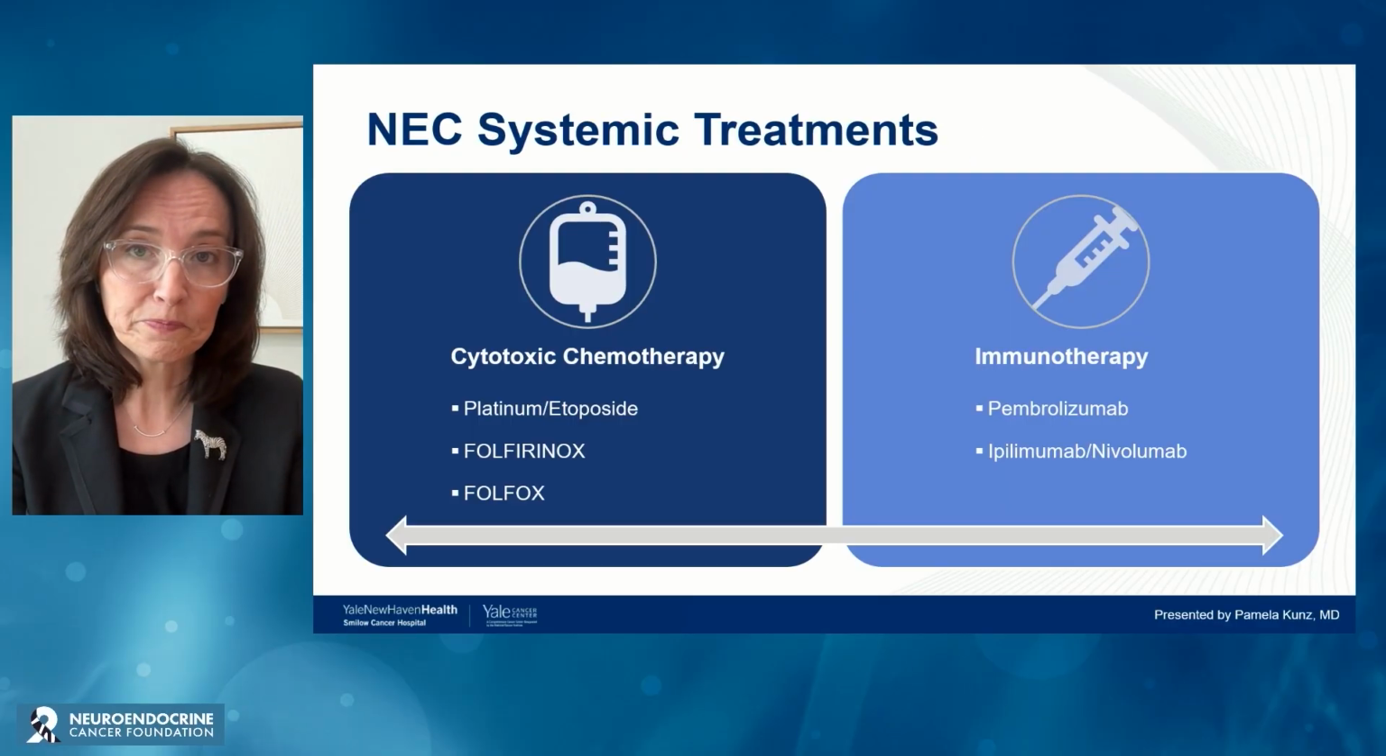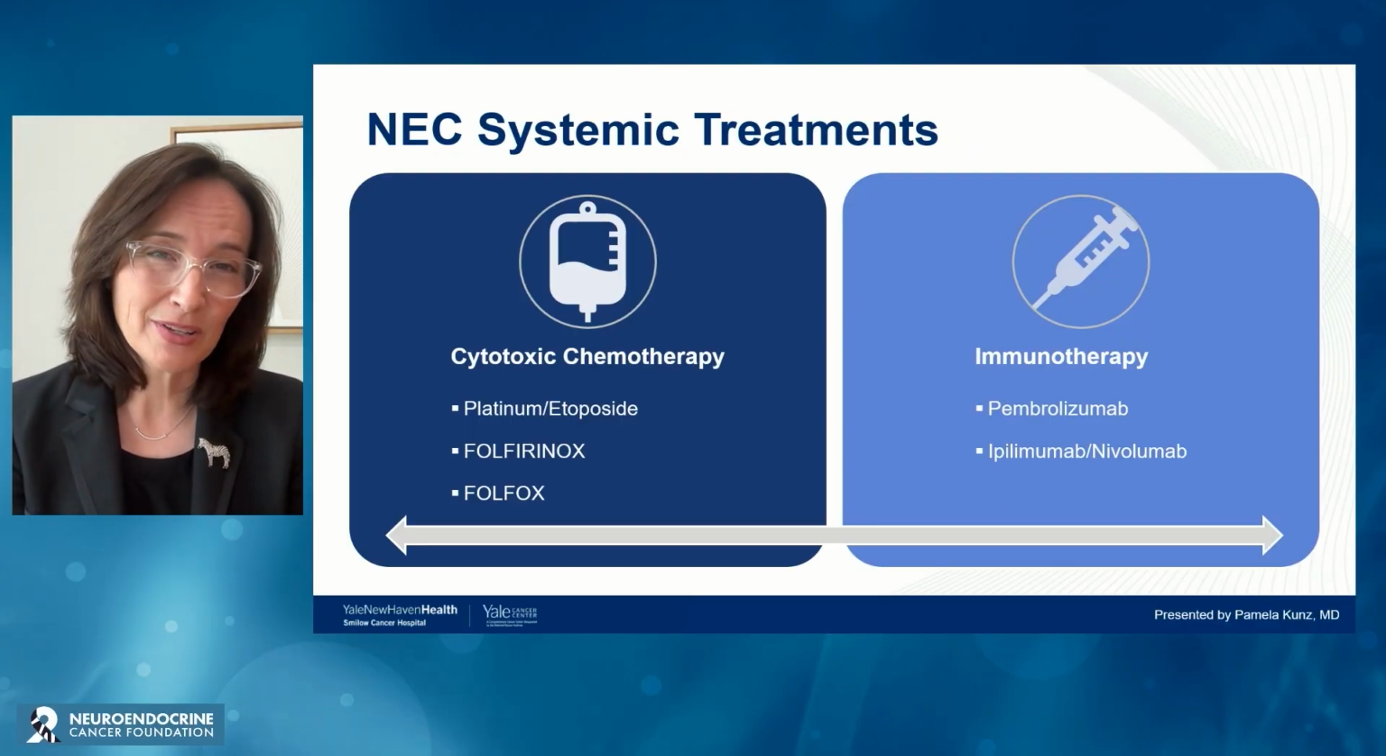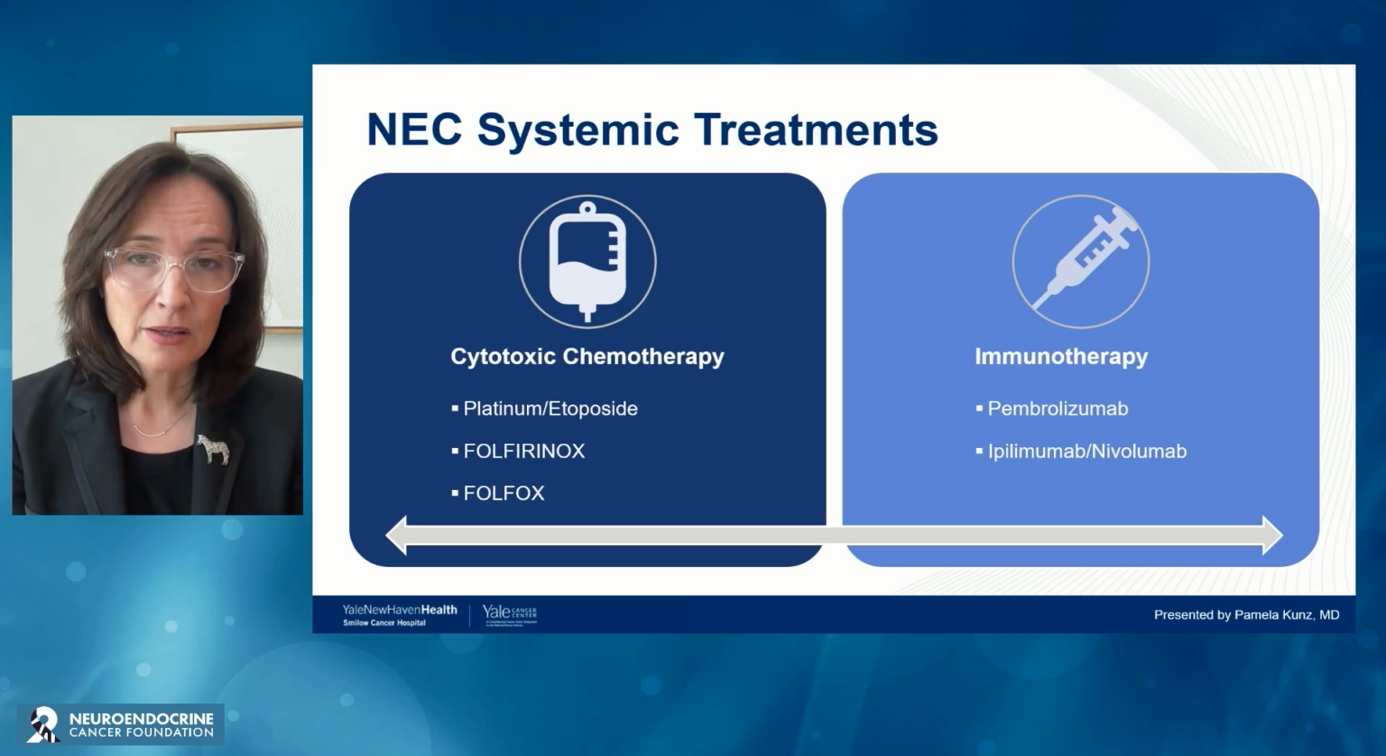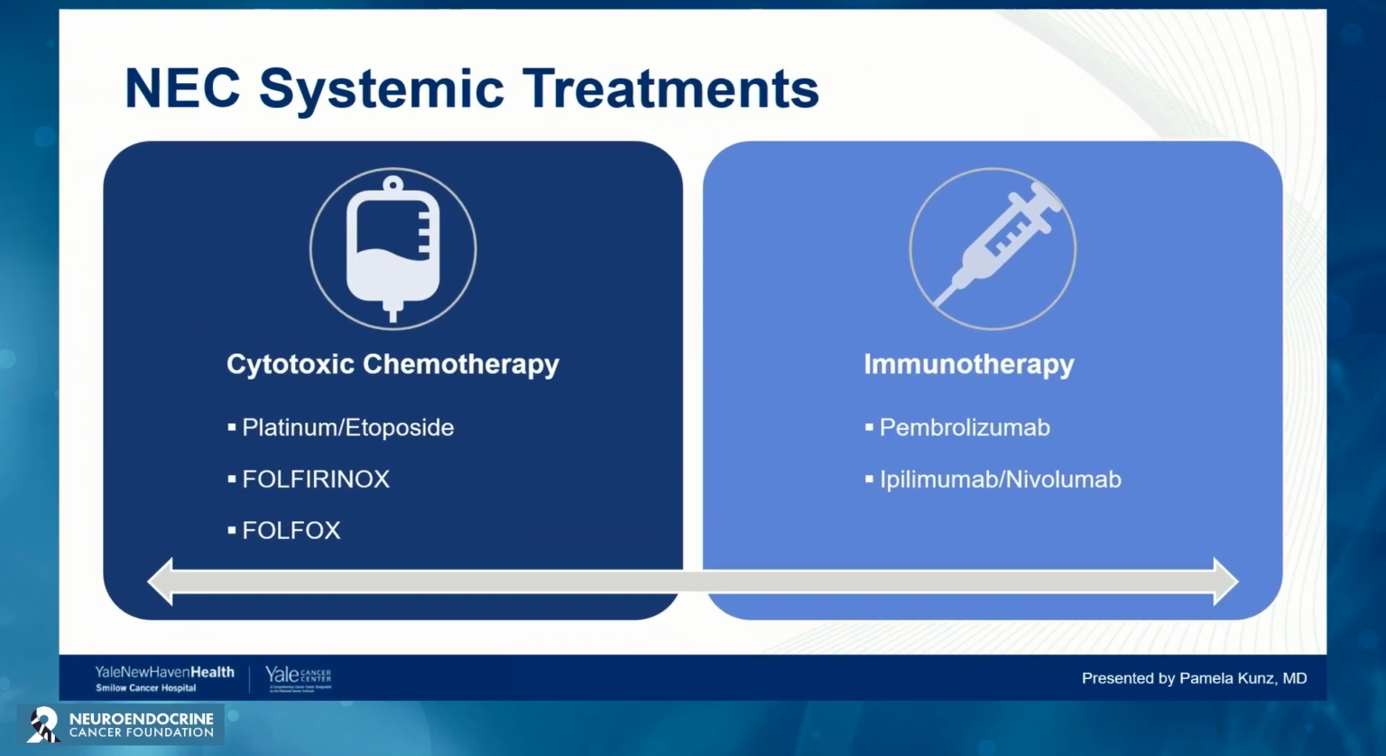And so we're starting to get more trials that are based on some trials from small cell lung cancer. So the NEC systemic treatments fall into 2 main buckets. The first line or starting treatment is usually cytotoxic chemotherapy with platinum etoposide. There are some other chemotherapy combinations. The acronyms are FOLFIRINOX and FOLFOX. And then immunotherapy has been studied in some small trials, including immunotherapies like pembrolizumab, ipilimumab, and nivolumab combined. We have some ongoing clinical trials in these extrapulmonary neuroendocrine carcinomas looking at immunotherapies. So we'll have to stay tuned on that.